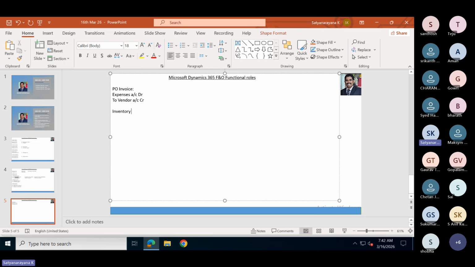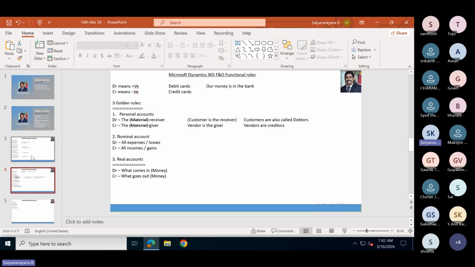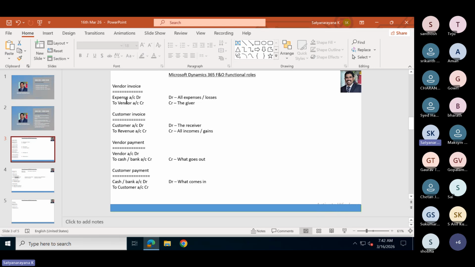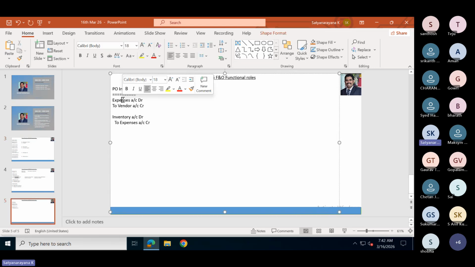So inventory account debit to expense account credit. Okay, this is the purchase order invoice postings. Because invoice means we discussed expense account debit to vendor account credit. Even for purchase order invoice it is the same, expense account debit to vendor account credit. But this expense is converted into inventory.